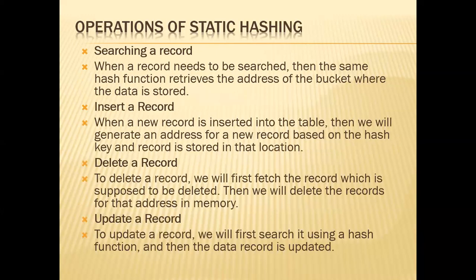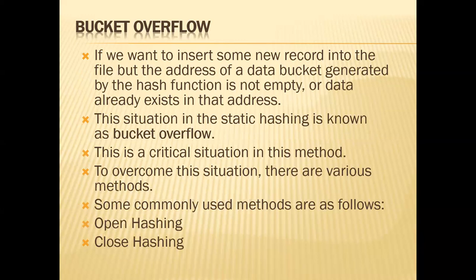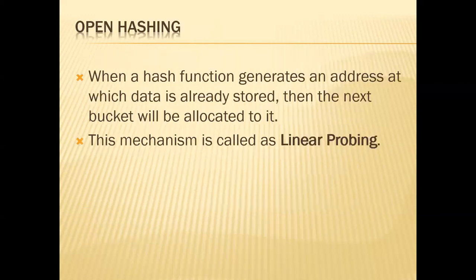The different types of operations that you can perform are searching a record, inserting a record, deleting a record, and updating a record. What do you mean by bucket overflow? Bucket overflow is basically when you're trying to insert a new record into your memory location, and the hash function gives you an address where the data should be stored. If data is already stored at the address specified by the hash function, then that particular condition is called bucket overflow.